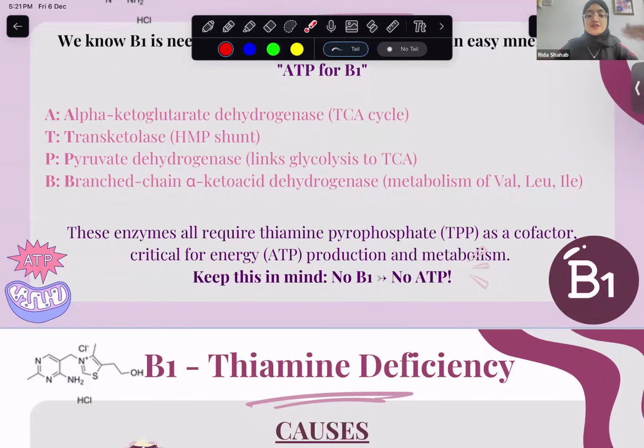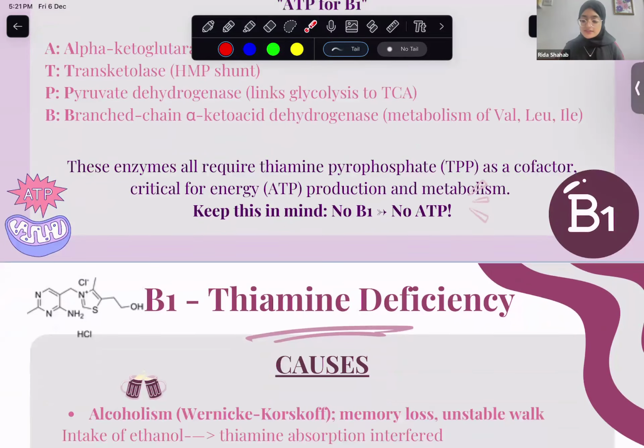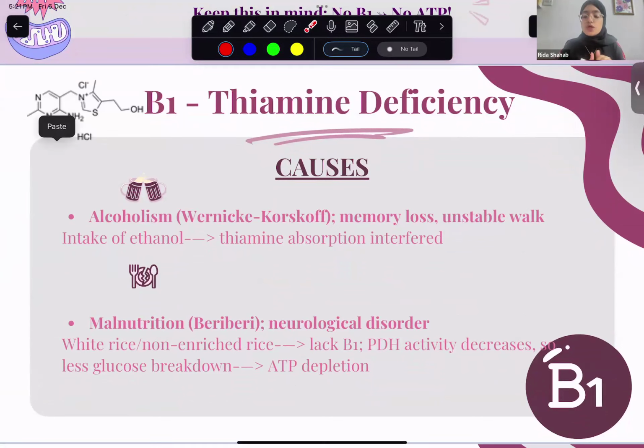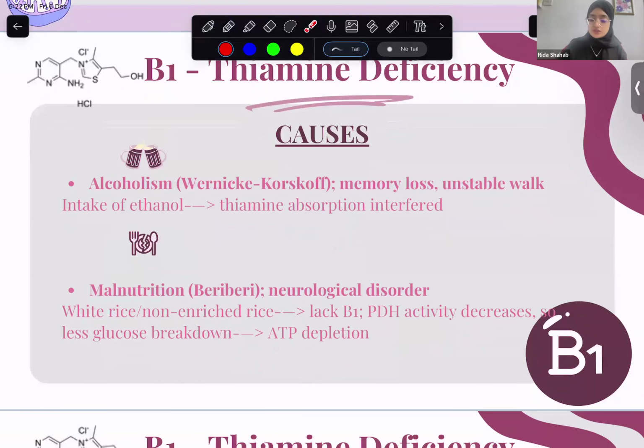Also something you need to keep in mind is if there's a deficiency of B1, you're not going to have ATP. So the energy metabolic processes are going to stop. Let's start with the deficiencies. What causes B1 thiamine deficiency? The two most common causes of thiamine deficiency are alcoholism as well as malnutrition. Alcoholism is also given the term Wernicke-Korsakoff, which is very important because if you get a clinical scenario with a person that has been diagnosed with Wernicke-Korsakoff, you need to know that it's a term for alcoholism. The patient usually presents with memory loss and unstable walk.